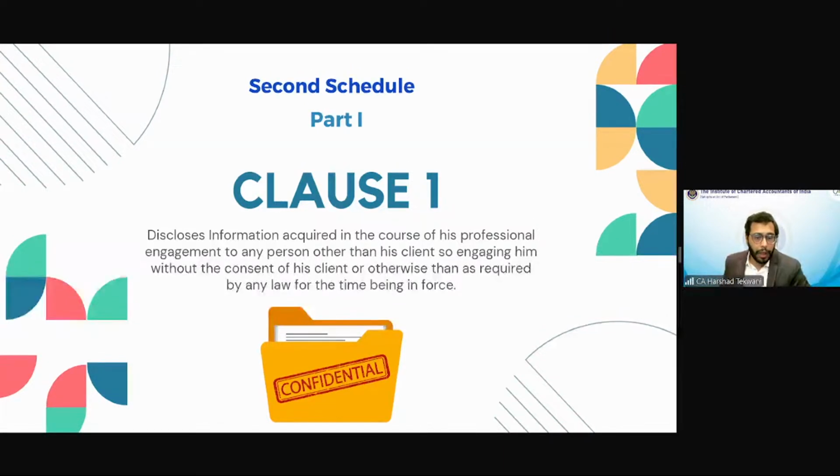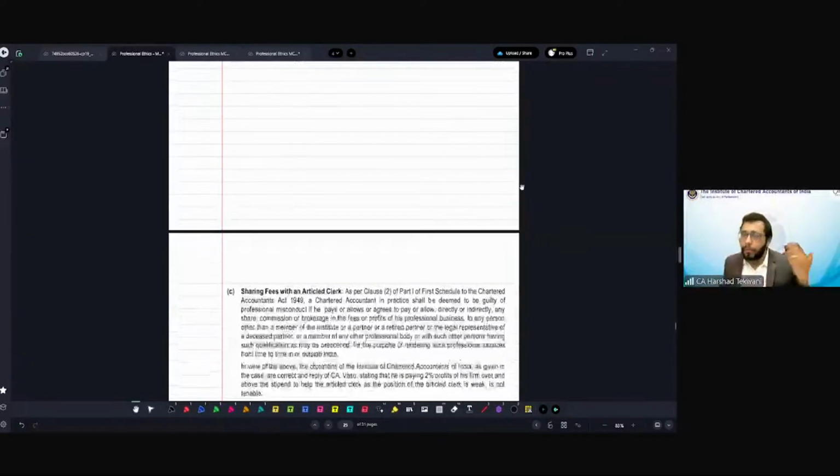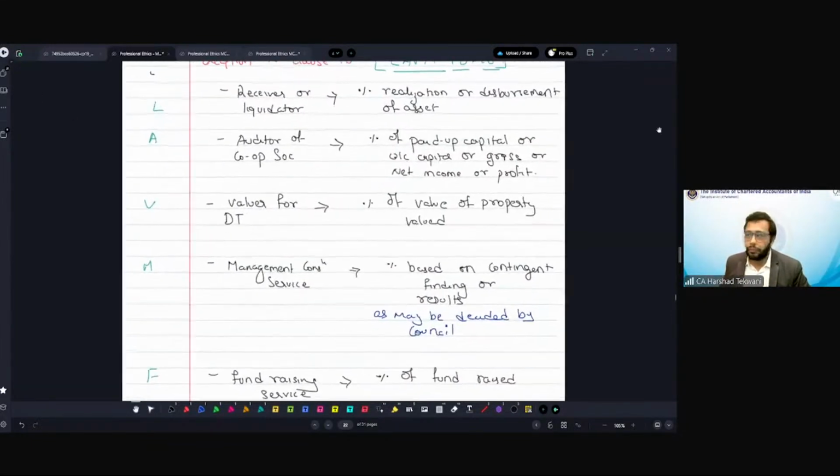Like we did in the last session, we prepared a chart, a clause by clause summary. The same way we'll do this for Part 1 of the Second Schedule. I will request everyone to prepare the chart or the summary with me, so that a day before the exam you can quickly recap what was discussed, what is the summary of Part 1 of the Second Schedule.